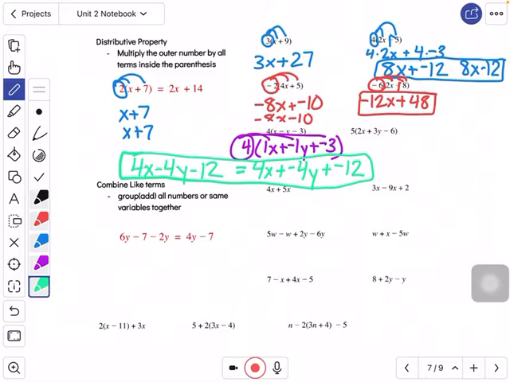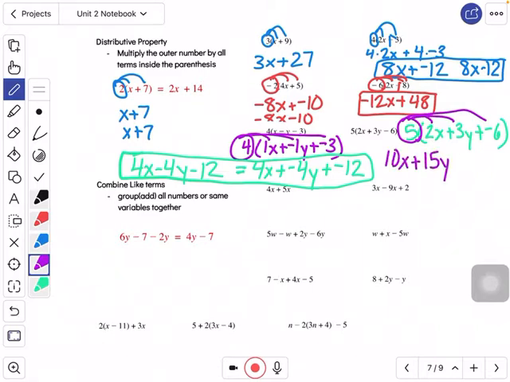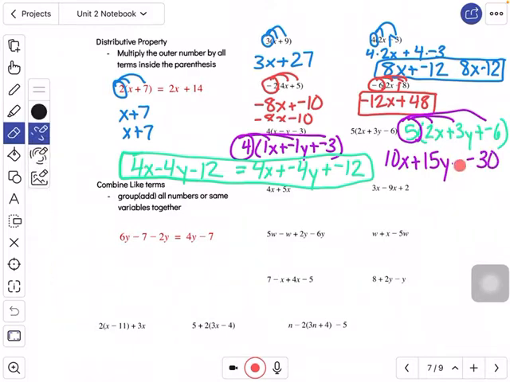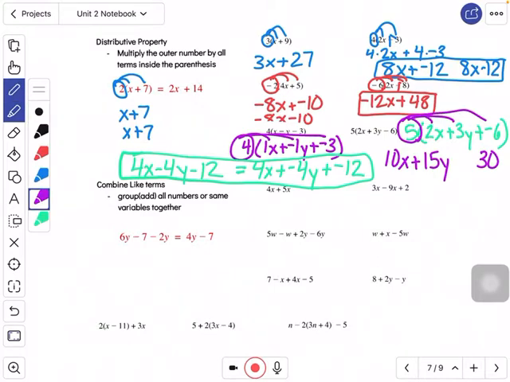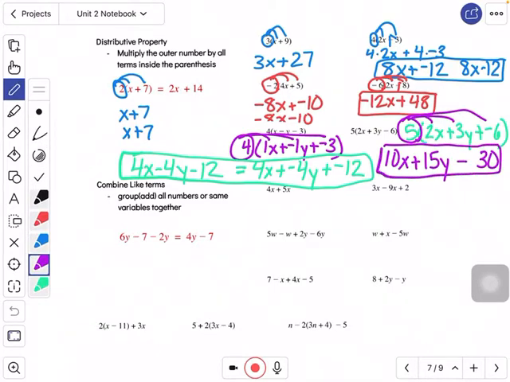And then the last one, again, we can write this as 5 times 2x plus 3y plus negative 6. And we take the outer 5 and multiply by everything inside. So that's 10x plus 15y plus negative 30. Or you can just change the plus negative 30 to minus 30. So that is the distributive property.